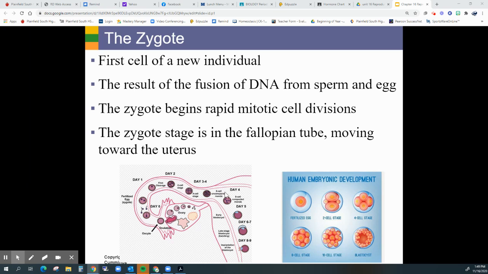And then the ball of cells makes it into the uterus around days 8 to 9, and that's where implantation takes place. So that's a fairly slow process when you think of it, and lots of things can go wrong along the way here.